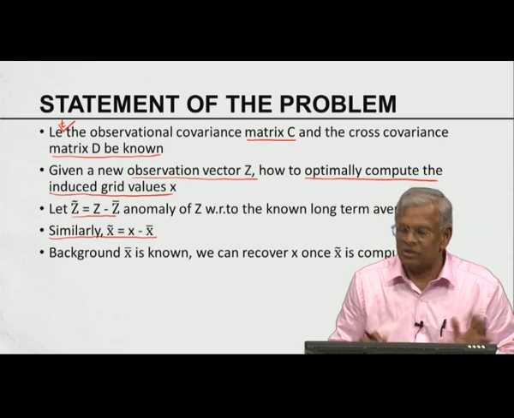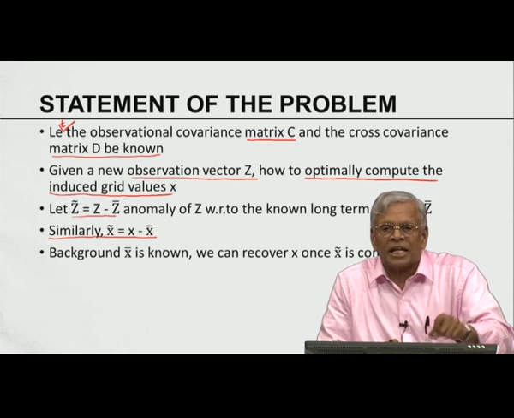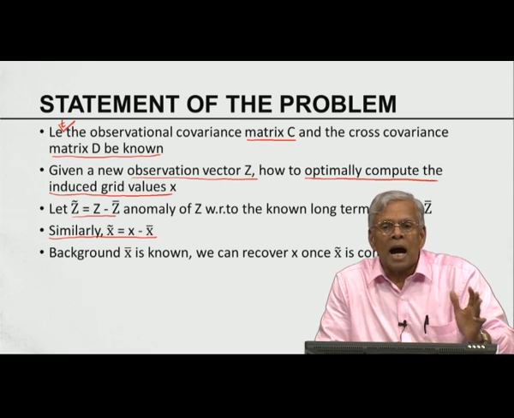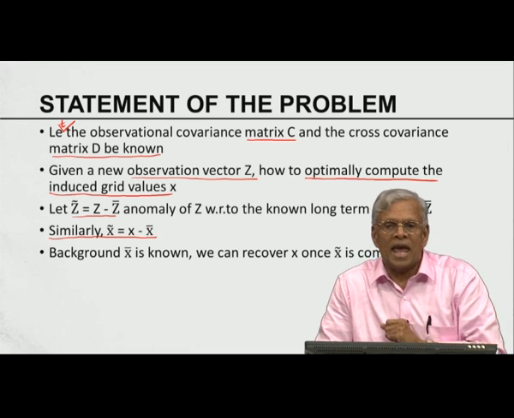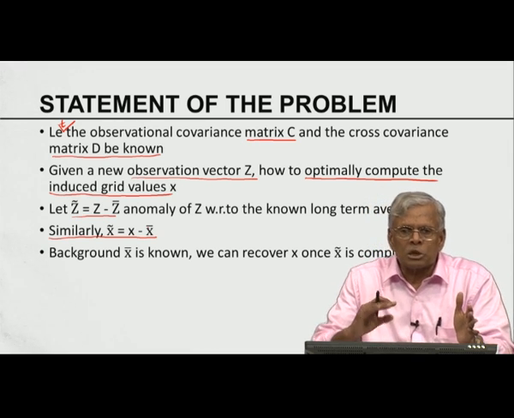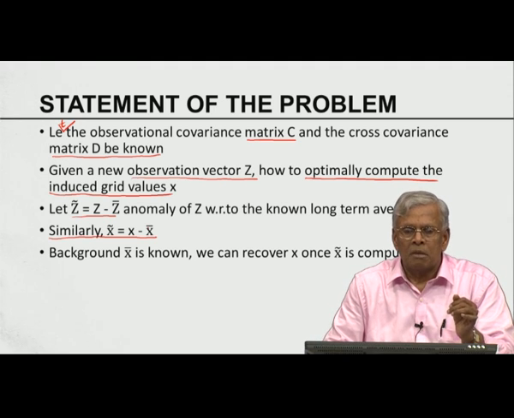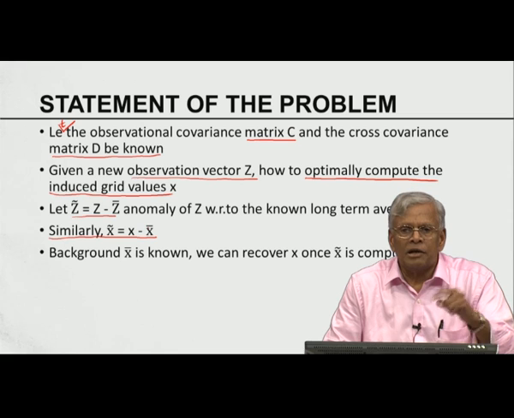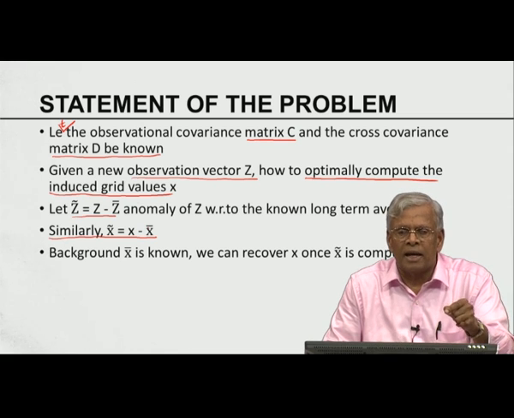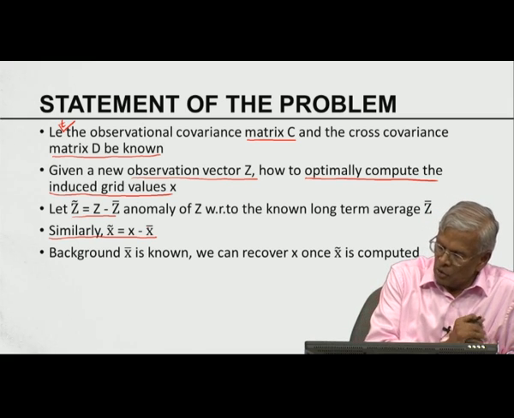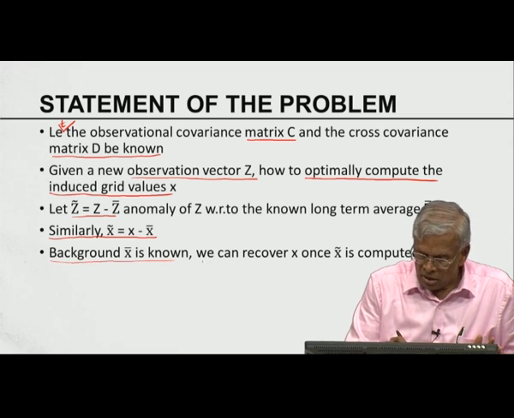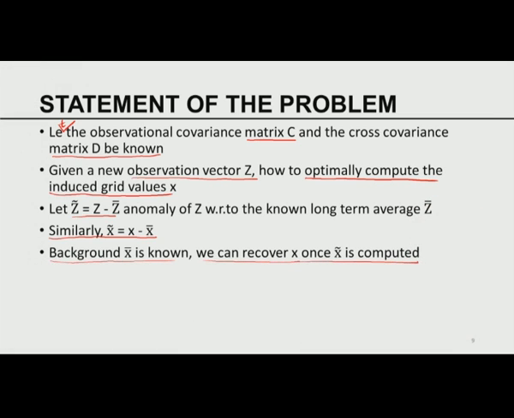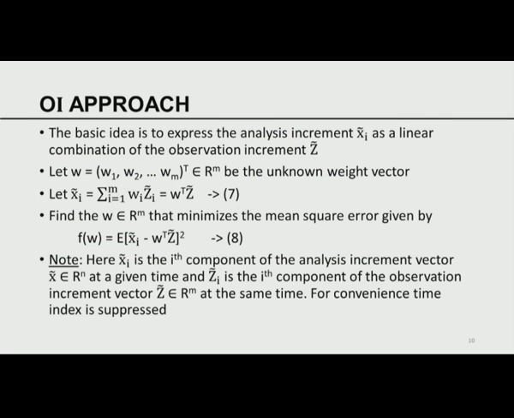So I am going to work with anomalies. Let Z tilde be the observation anomaly on a given new day. Let X tilde be the corresponding induced anomaly in the grid. My job is to optimally determine X tilde from Z tilde knowing C and D. Please understand, the background X bar is known. We can recover X once X tilde is computed. So we are simply going to concentrate on computing the X tilde anomaly.